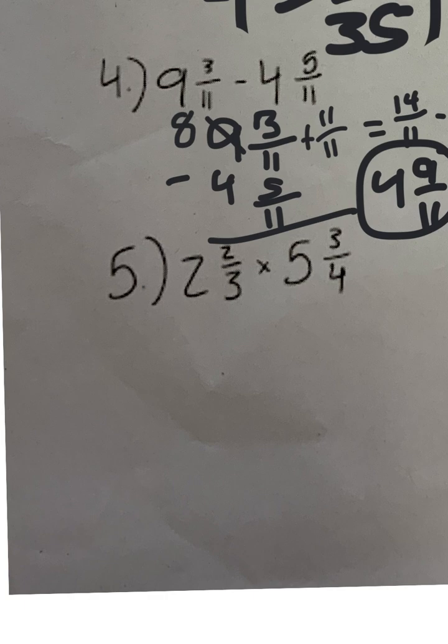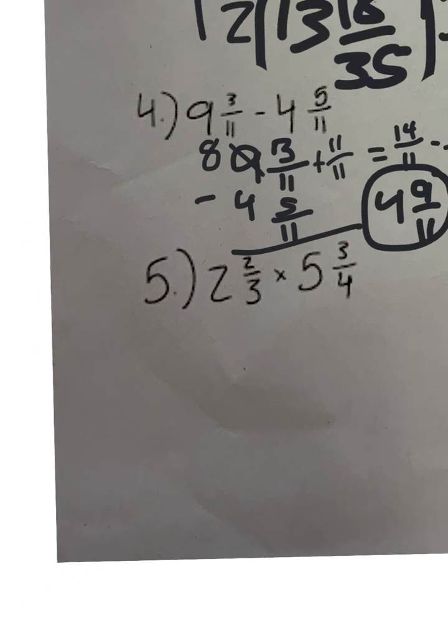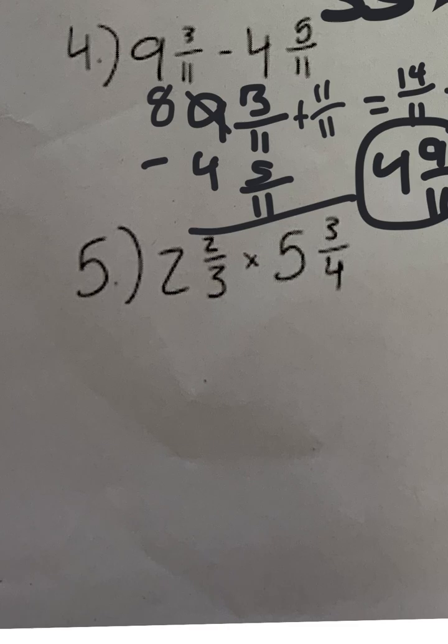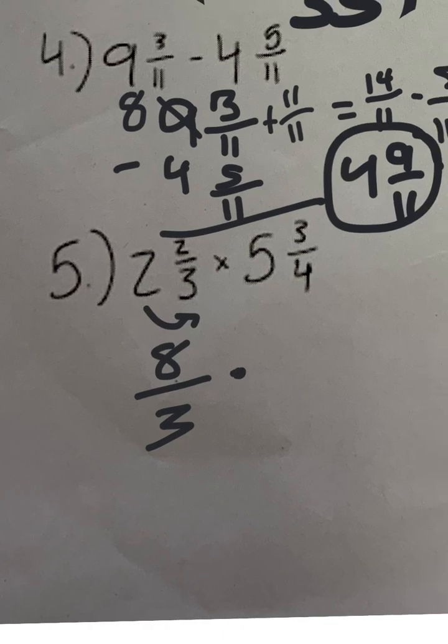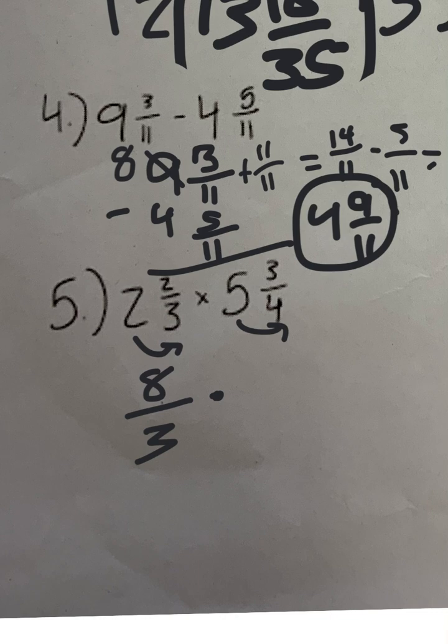So for number 5, we have 2 and 2/3 times 5 and 3/4. So when we're multiplying mixed numbers, we always first have to turn it into an improper fraction. So we're going to need 2 and 2/3 as an improper fraction. We're going to multiply the 2 and the 3 to get 6, then add the 2 to get 8/3 because we keep our denominator. And then 5 times 4, 20, plus the 3, 23 over 4.